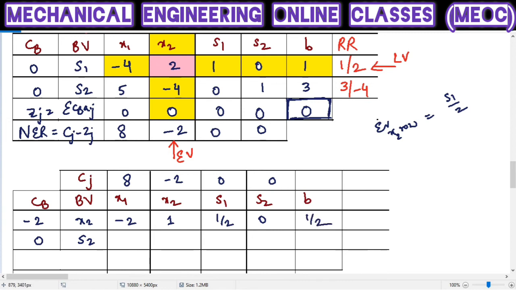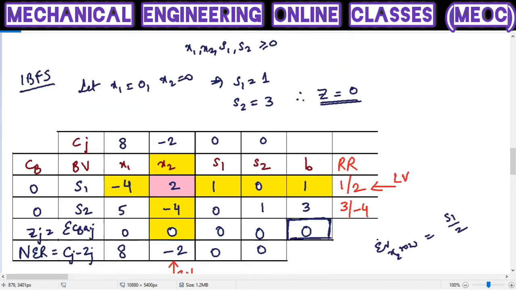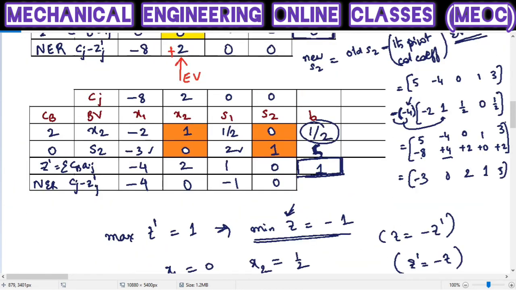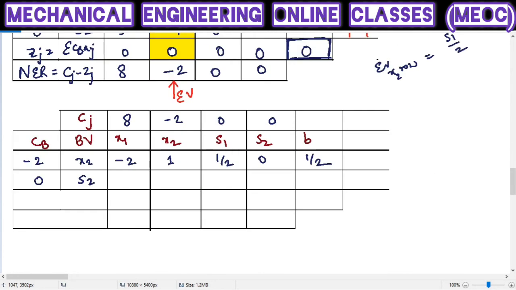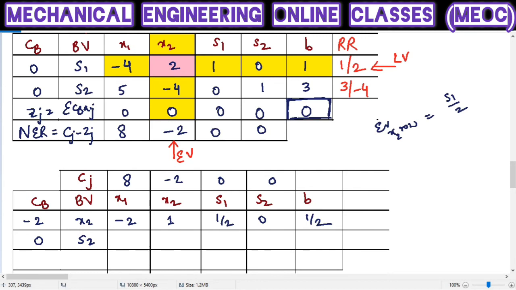Now this is our X2 row. And S2 row, how do we do it? We have already done here. X2 row, new S2 row is equal to old S2 minus its pivot column coefficient into entering variable row. What did we get? Minus 3, 0, 2, 1, 5. We will get the same here also. Minus 3, 0, 2, 1 and 5.